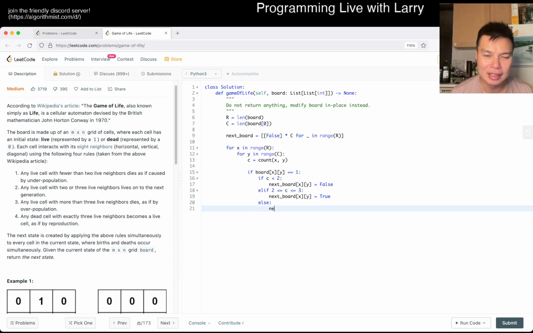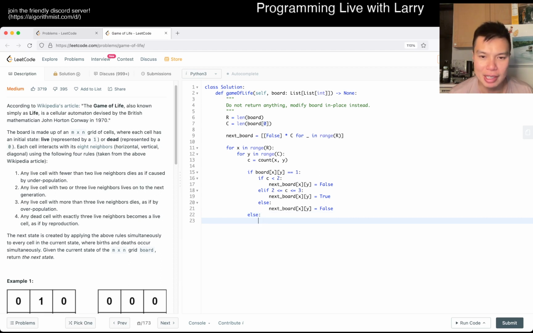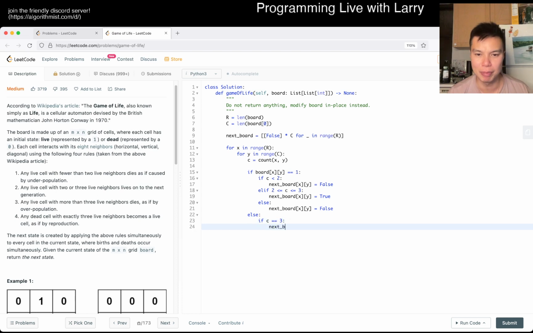I also just want to be clear: I know that I can rewrite this if statement in an easier or shorter way, but I want to be as explicit as possible so that when you make a mistake, you don't have to debug your logic. You can just look at the code and see how it translates to the rules that they give you, right? So that's basically the idea. Otherwise, that means this is dead. If c is equal to 3, next board is equal to true. Else next board stays dead, right?